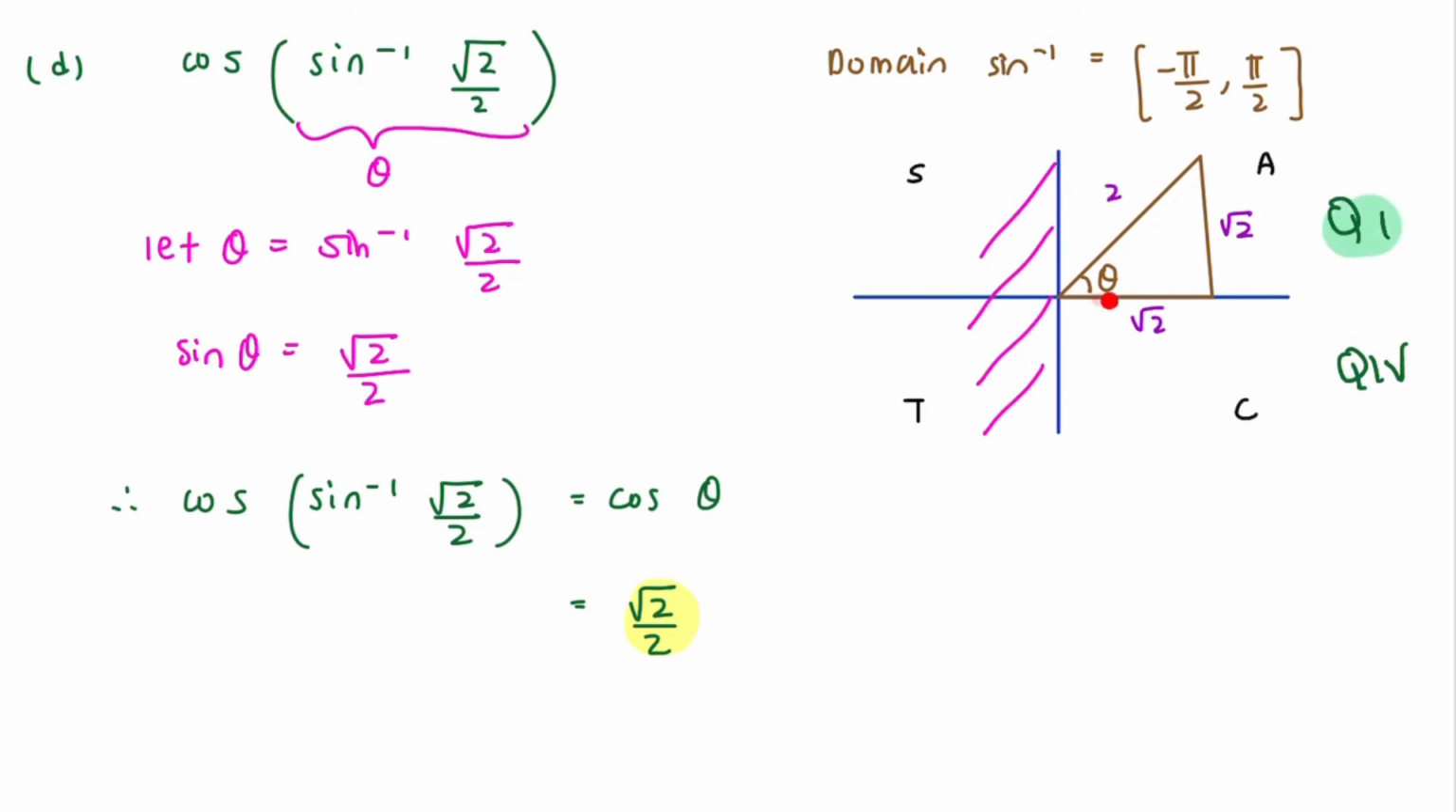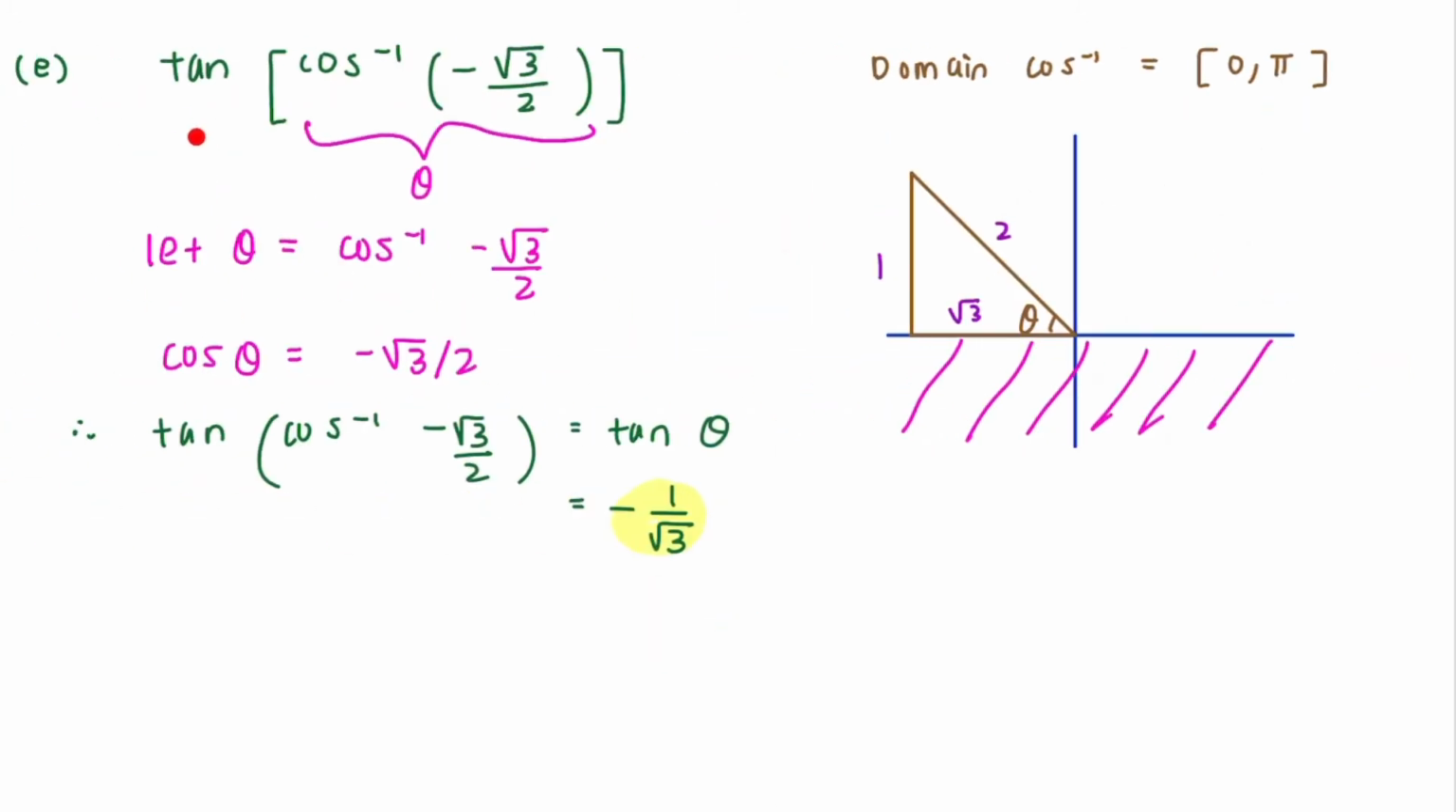So let's straight away draw our triangle. This is your angle theta. And then let's write our value, square root of 2 over 2. Sine is opposite over hypotenuse. And then use Pythagorean theorem to get the adjacent side, which is square root of 2. Therefore, let's rewrite our question. This is cos theta. So let's read the cos value from here. Cos is adjacent over hypotenuse, which is square root of 2 over 2.